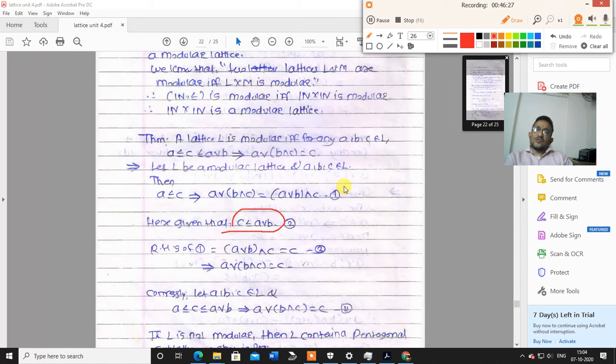So therefore we can say, what is the RHS of equation 1? The right hand side of equation 1 is given by A join B meet C. Again by using the modular property here, we can write A join B meet C is equal to C. So therefore we can say that whenever A is related.